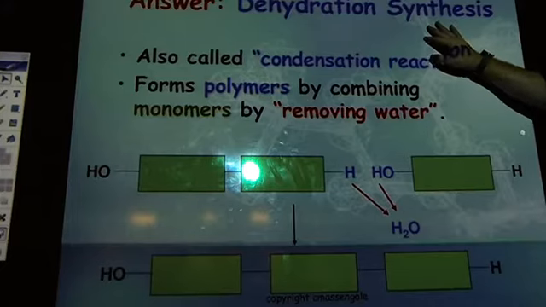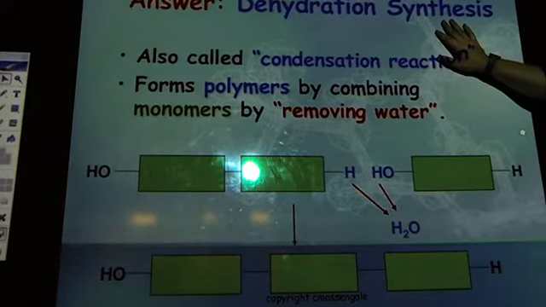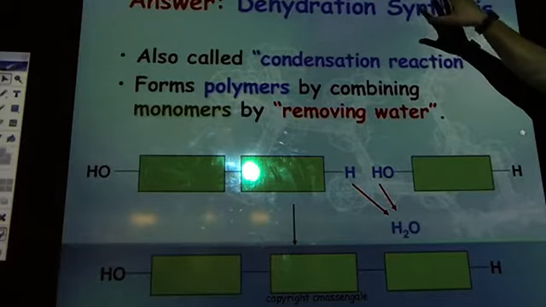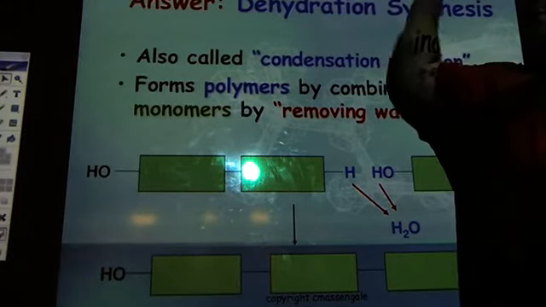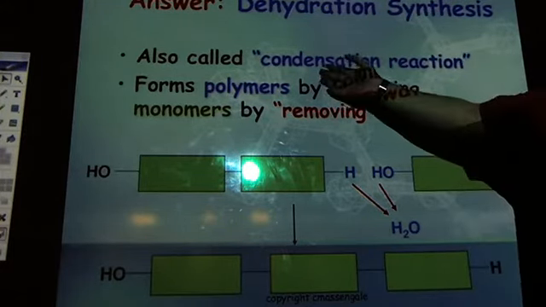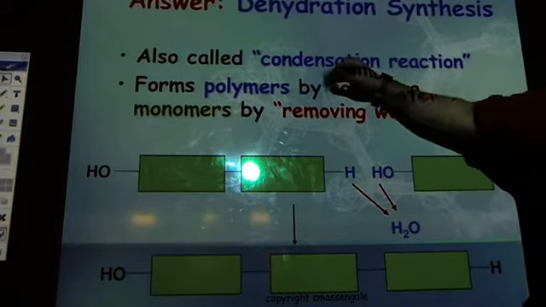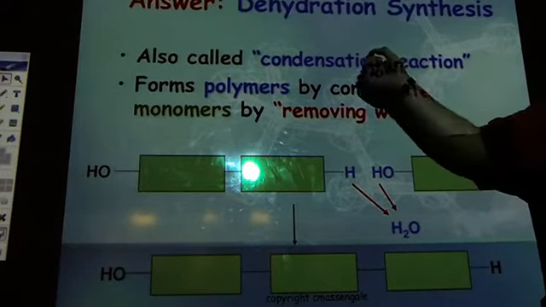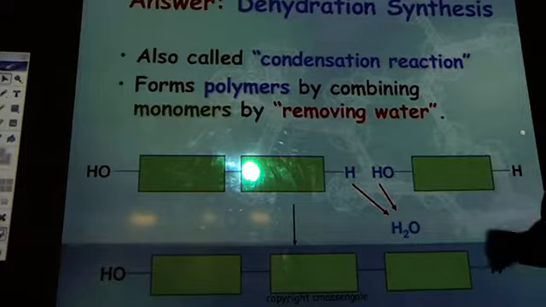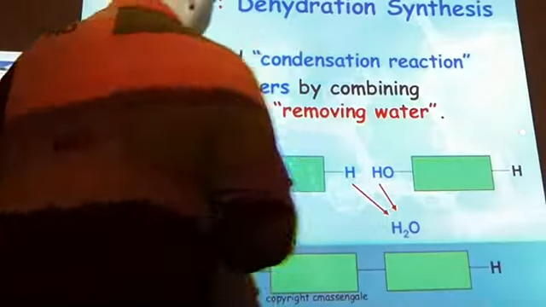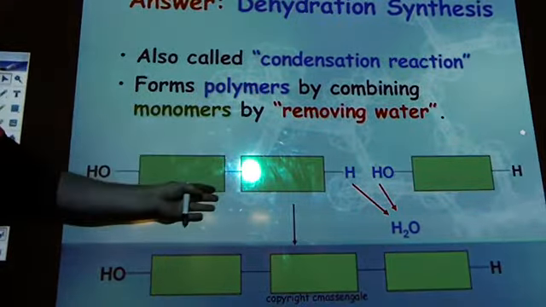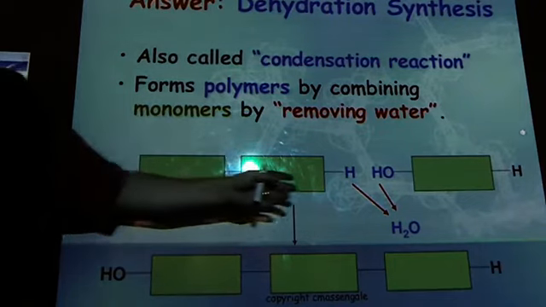Remember back in photosynthesis? What does synthesis mean? We're making something. A reaction. So we're going to create something by removing water. Also known as condensation reaction, but we usually don't say that. So by yanking out water, we can build a monomer into a polymer. So here's one monomer right here. Actually, each green block is a monomer.